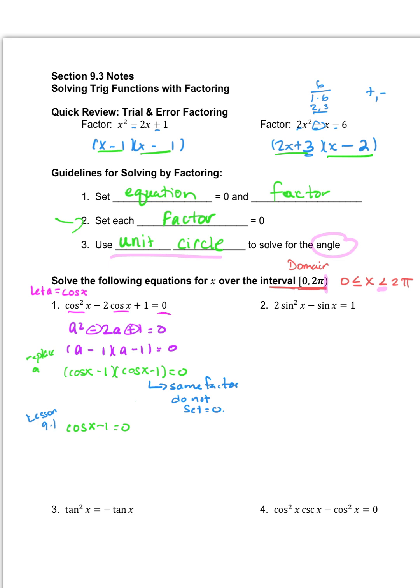So we've only done 9-1, and we jumped to 9-3. So this is part of 9-1, okay? And so now we know what to do with that. We solve. So we take cosine x, add 1 to both sides, and we get cosine x equals 1.